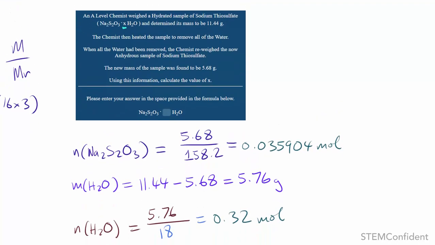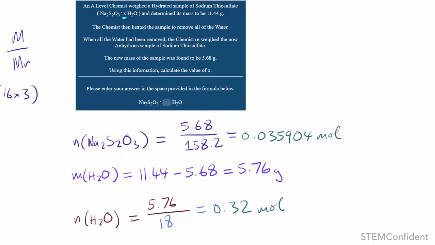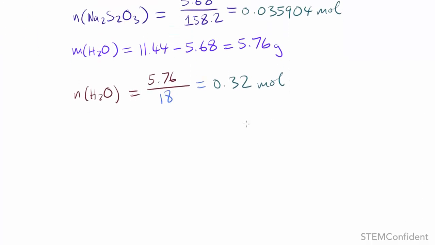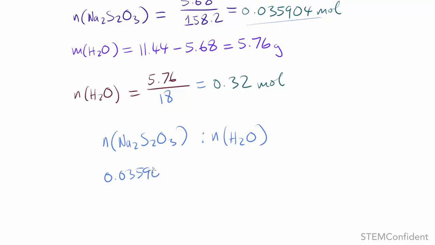So if we consider, Na₂S₂O₃ is on the left hand side, H2O is on the right hand side, so I'm going to set up the comparison in a similar way. Na₂S₂O₃ is going to be on the left hand side. So number of moles of Na₂S₂O₃ compared to number of moles of H2O. So we've got the Na₂S₂O₃ value here, that's 0.035904, compared to the value for the H2O, which is 0.32.